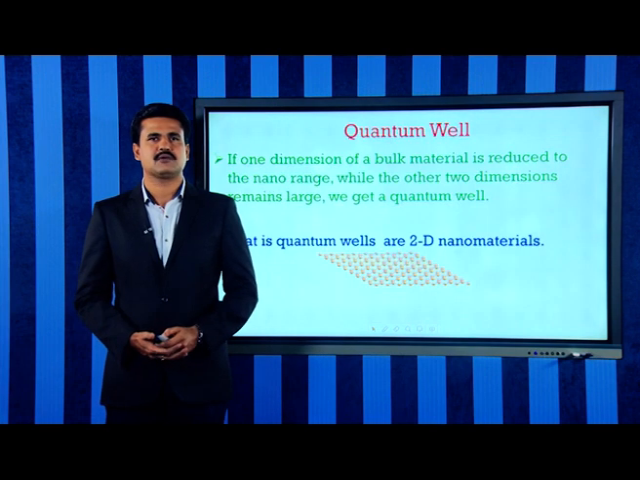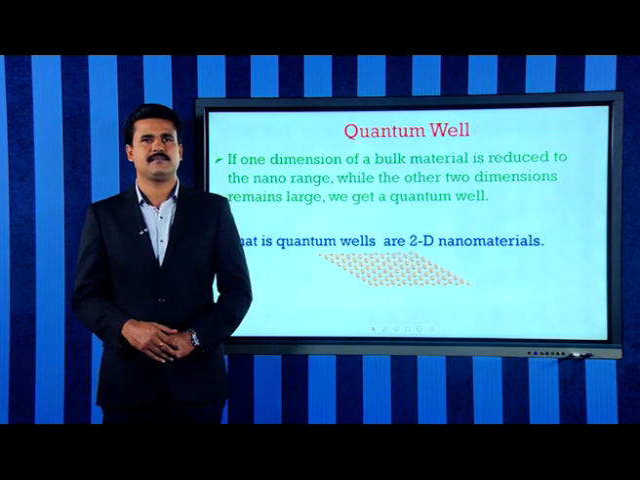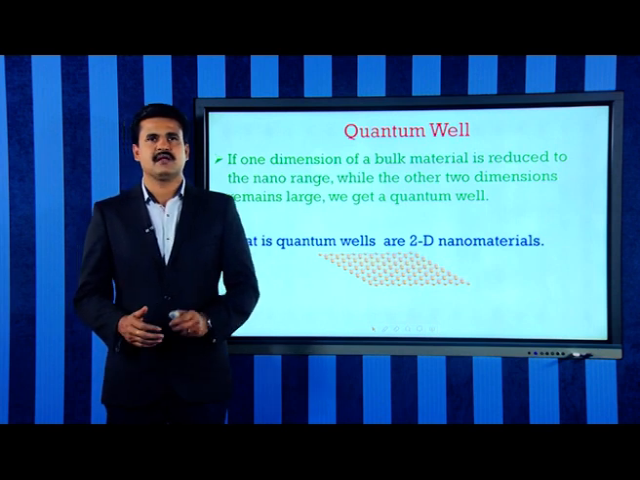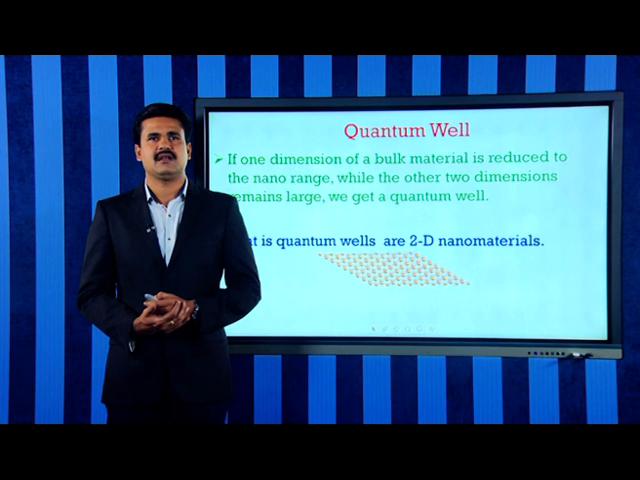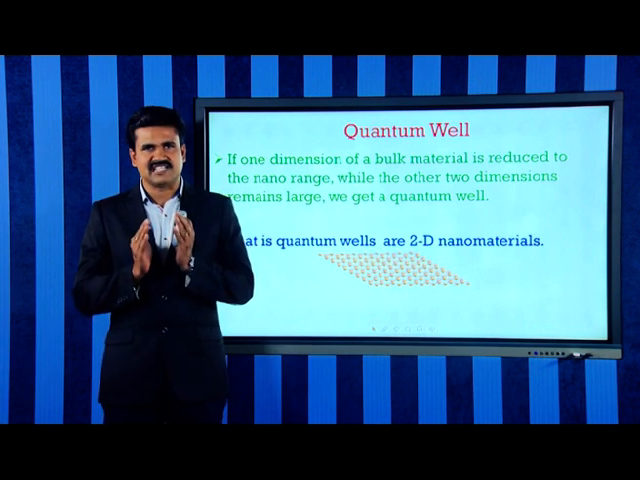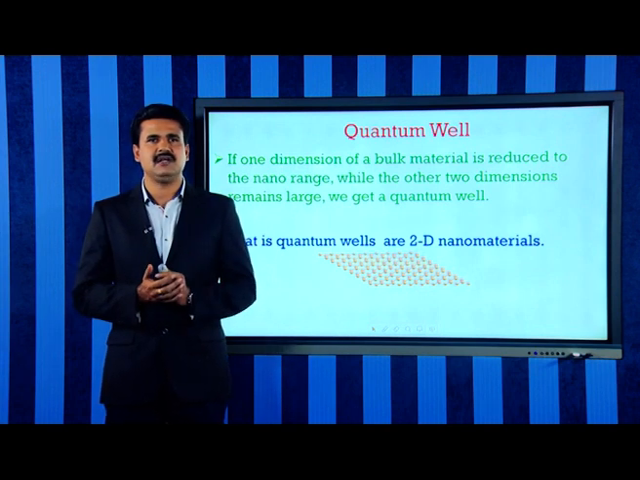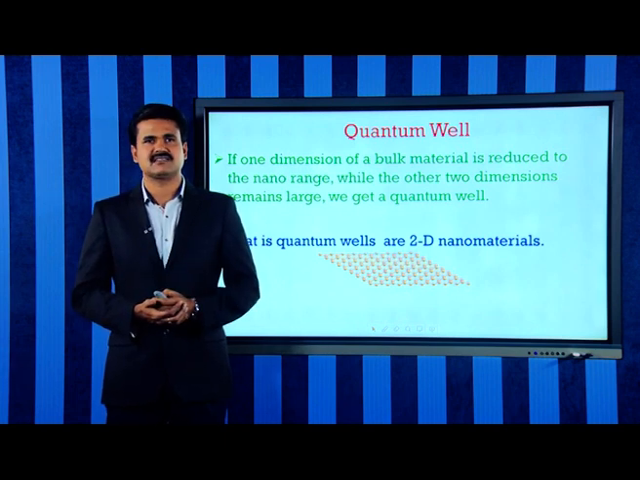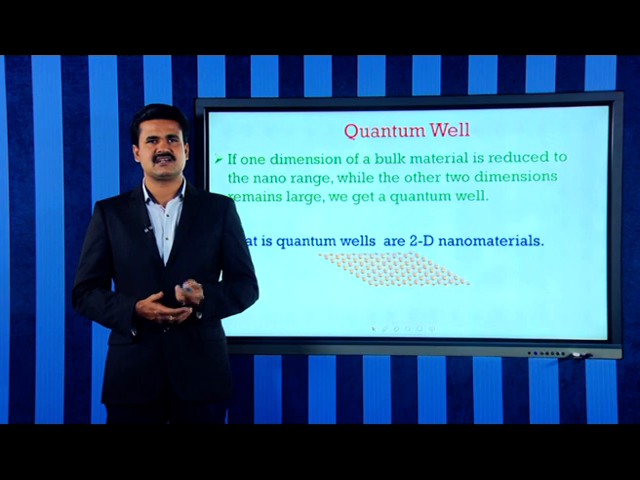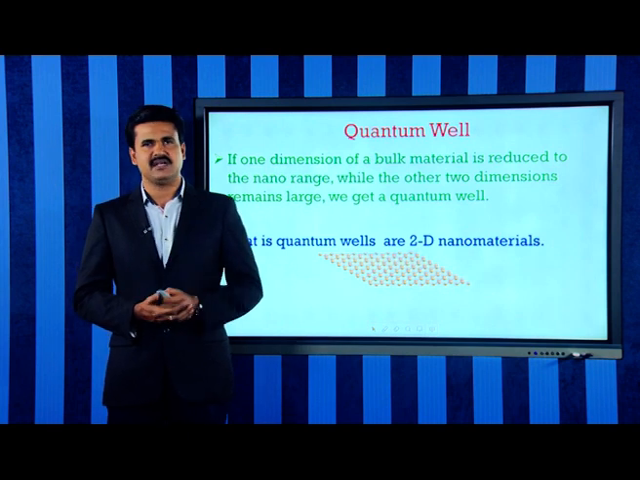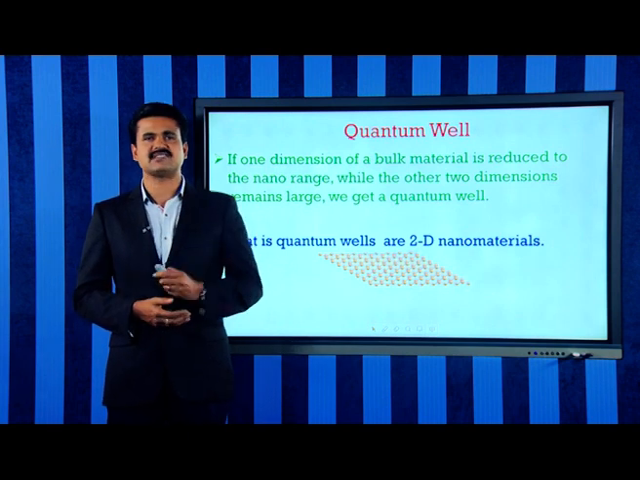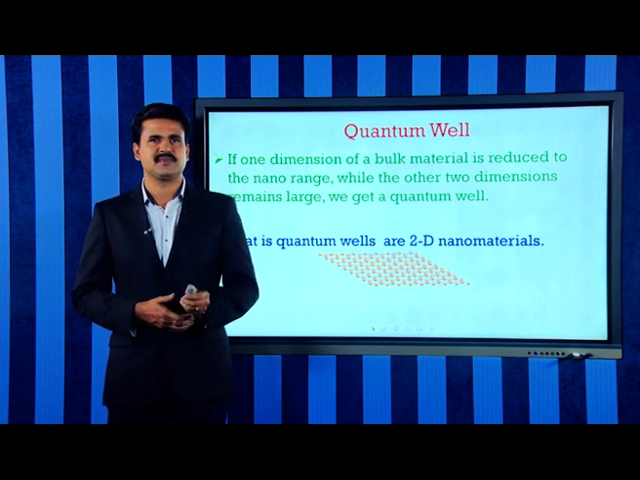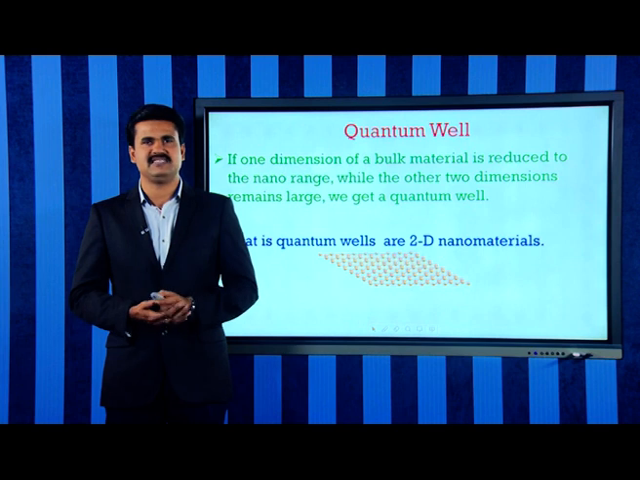First of all, quantum well. Quantum well represents one-dimensional arrangement of the particle in nanoregime, whereas two dimensions are outside nanoregime. Since two dimensions are outside nanoregime, quantum well belongs to two-dimensional nanomaterial.